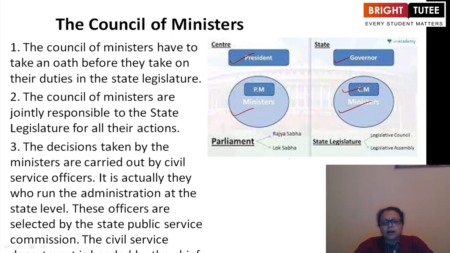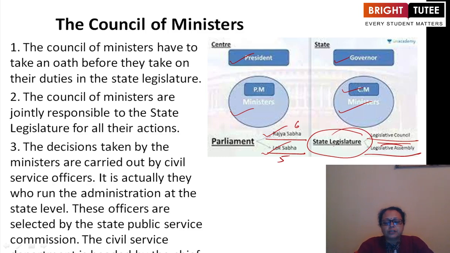Parliament has two houses, a bicameral legislature: the Rajya Sabha, the upper house, and the Lok Sabha, the lower house. Rajya Sabha is permanent; Lok Sabha is directly elected but can be dissolved. Rajya Sabha cannot be dissolved but is indirectly elected for 6 years, while Lok Sabha is for 5 years. The same way, in the state legislature, there is the legislative council, the upper house, and the legislative assembly, the lower house. But not all states have a bicameral legislature. Only 6 states have it.